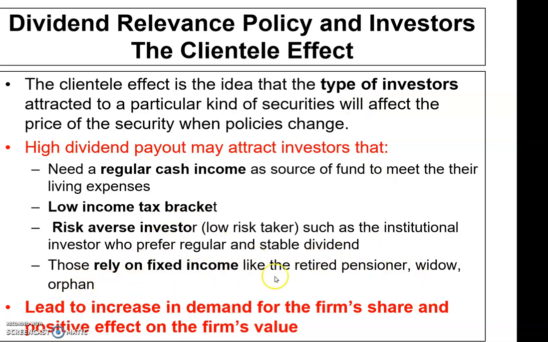These people rely on fixed income, so that's why they value dividends higher than capital gain, and they are in a low income tax bracket. Therefore they need a regular cash income as a source of funds to meet their living expenses. So they prefer to invest in high dividend payout companies, which will be attracted to this particular group of clientele. This leads to an increase in demand for the firm's shares and a positive effect on the firm's value.